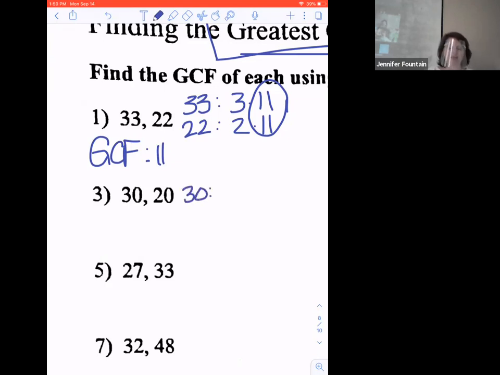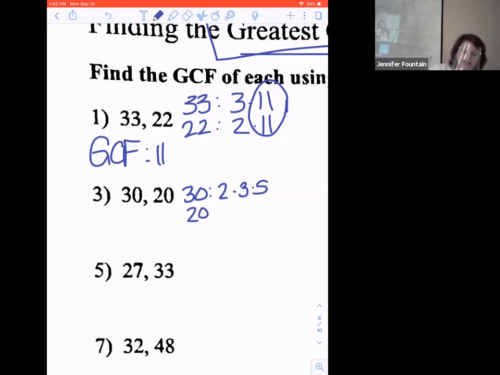Let's look at 30 and 20. What's my smallest prime factor of 30? 2, and what times 2 is 30? 15. So now I need to break 15 into prime factors. What's my smallest prime factor of 15? 3 and 5. So 2 times 3 times 5 gives me 30. I can always check that: 2 times 3 is 6, and 6 times 5 is 30.